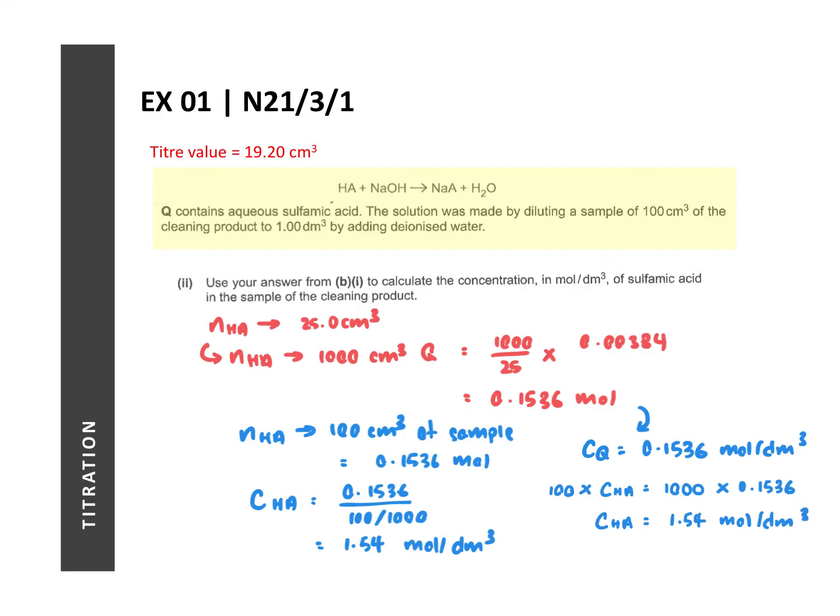Okay, so there are two methods to getting to the answer, but both methods require you to recognize firstly that the sample was diluted by 10 times to form solution Q, and then with that we can find the answer. The question actually requires you to find the concentration of your acid in the cleaning product, which is before dilution.